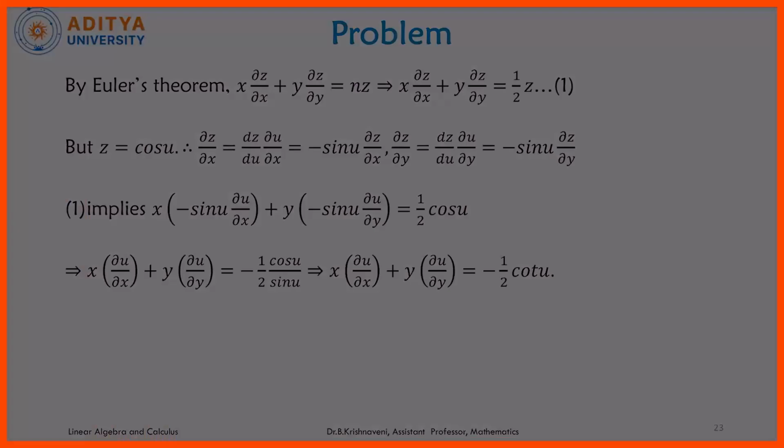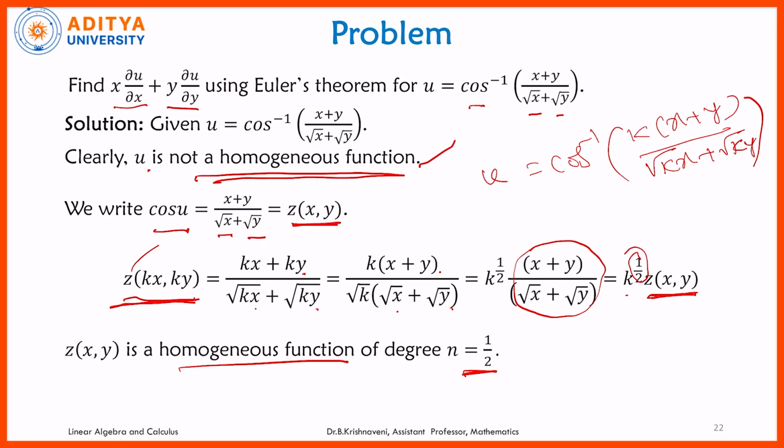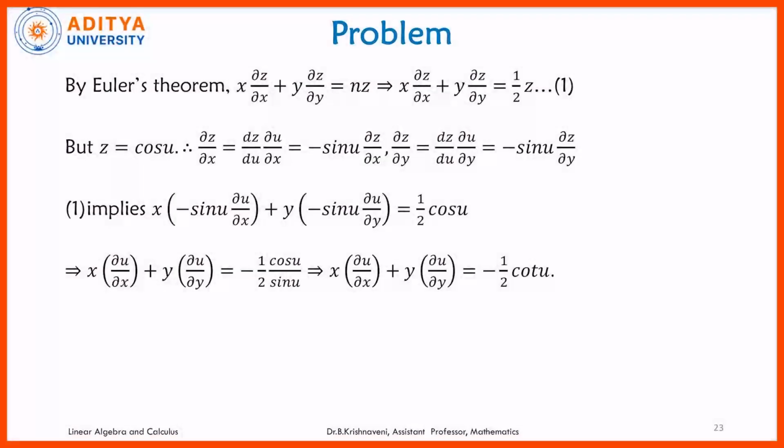So, you can see here u is a function of x, y and we have taken z is equal to cos u. If you need dou z by dou x in this, we need to find dz by du into dou u by dou x, which is equal to, cos u derivative is minus sin u into dou u by dou x. Comma, dou z by dou y is equal to dz by du into dou u by dou y, that will be equal to minus sin u into dou u by dou y.